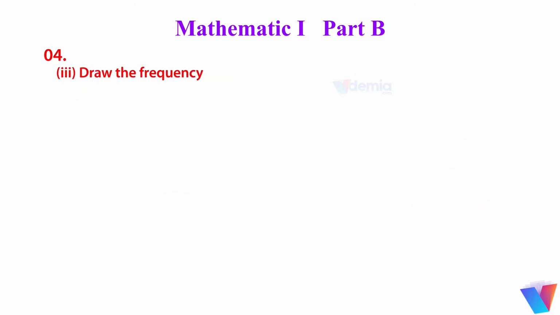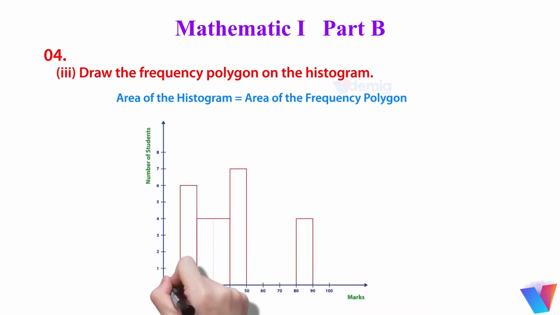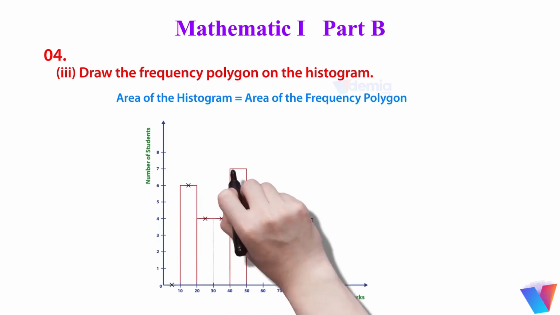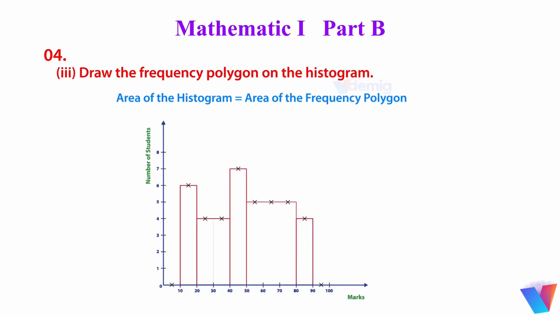Next question. Draw the frequency polygon on the histogram. Simply, a frequency polygon connects the midpoints of each interval. So we simply have to connect the midpoints of each interval starting from the very first interval, that is 0 to 10, and completing at the last interval, that is 90 to 100.